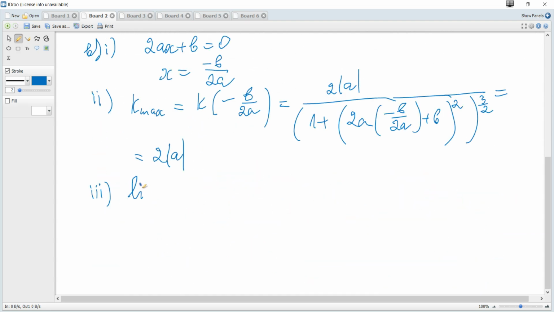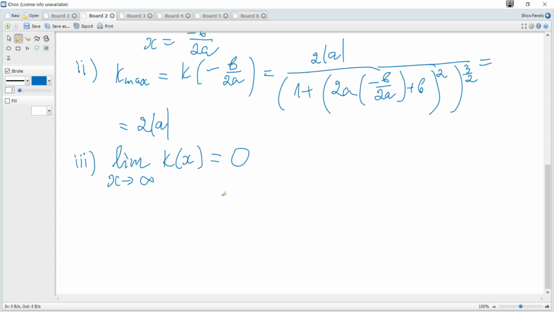So the limit when x tends to plus infinity of k of x is 0. What does it mean? It means the curvature tends to 0 when x is very large positive. With respect to the quadratic function, the graph is a parabola, so when x is very large positive, and actually when very large by absolute value and negative, it will be absolutely the same because it's symmetrical. So this curve tends to be a straight line.